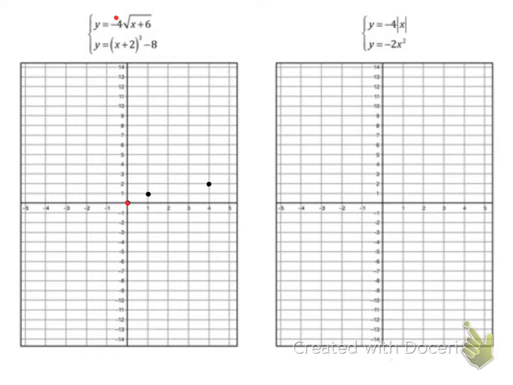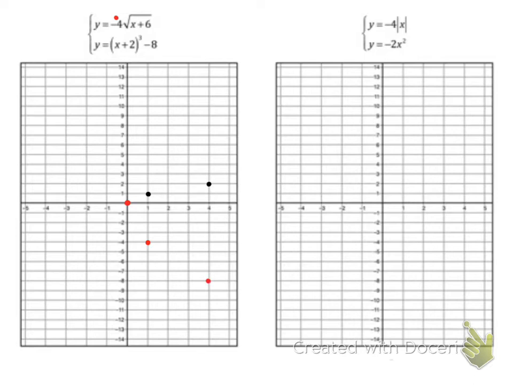So this is at 0. 0 times -4 is 0. 1, this one's at 1. 1 times -4, this drops down to -4. And then our last one, the y value is at 2. So 2 times -4 is -8.